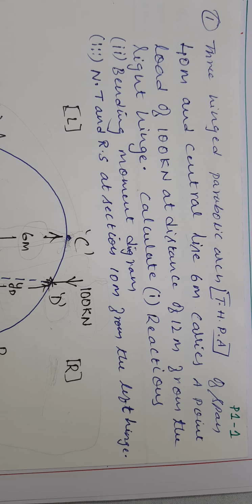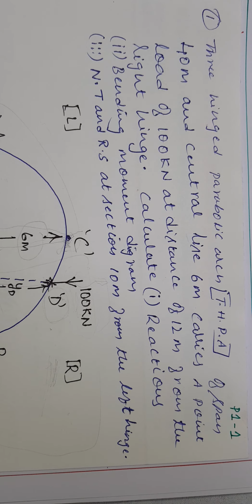This is the previous problem where we found the reactions and the bending moment diagram, and also the normal thrust as well as the radial shear. If you have any doubt in this problem, just refer to my second video so that it will be helpful for you.